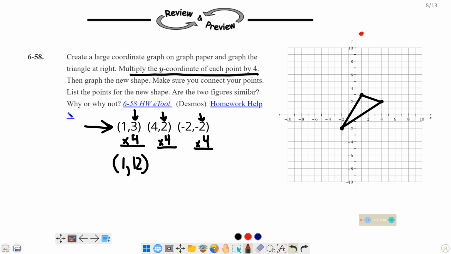Now you need to go ahead and multiply your other coordinates, 4, blank, and -2, blank. You need to graph those 2 points now. Pause the video and graph those points.